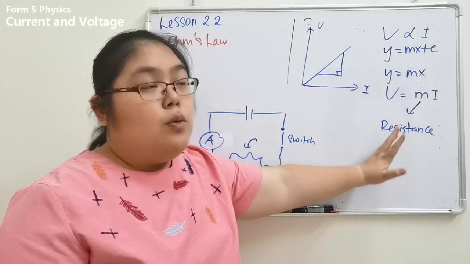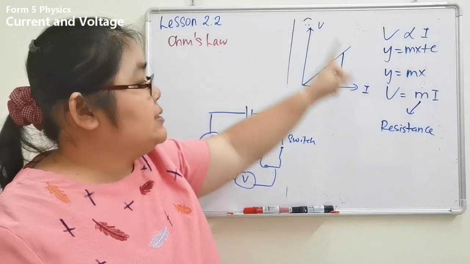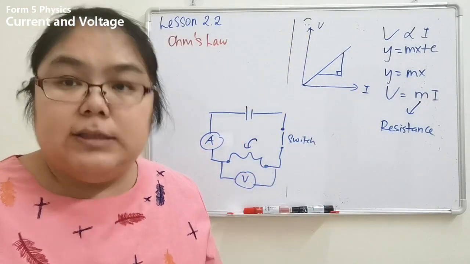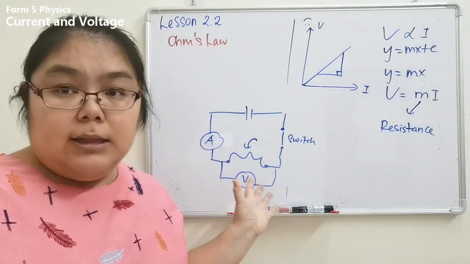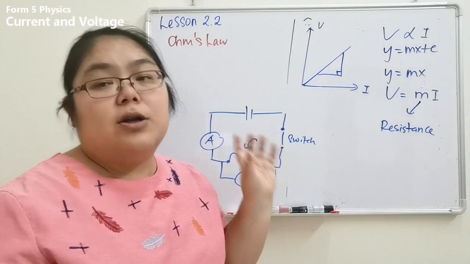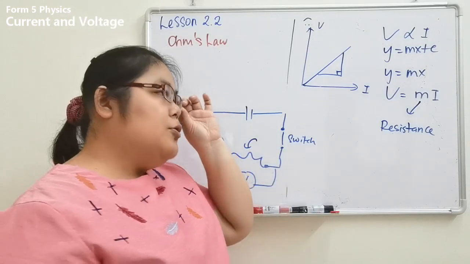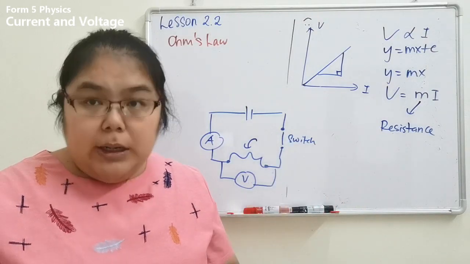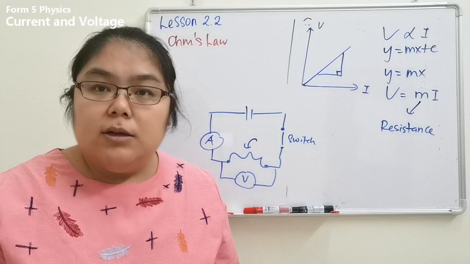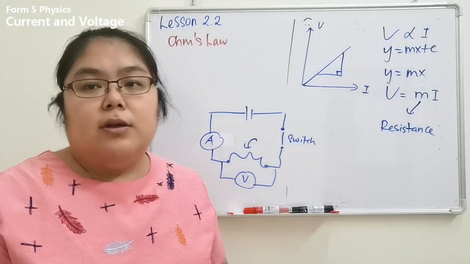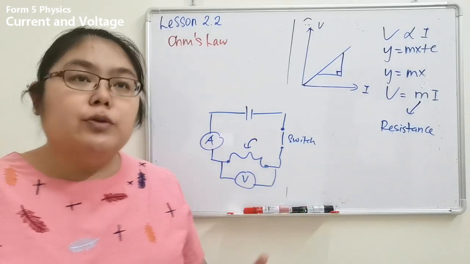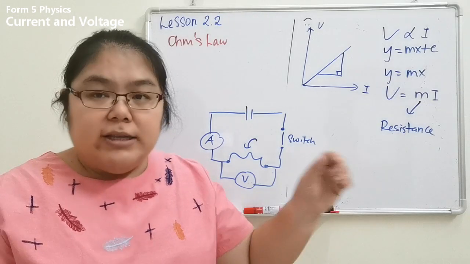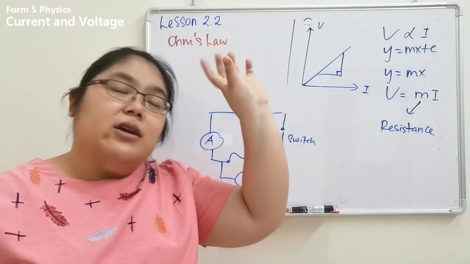Okay, when we create Ohm's law, the gradient of the V versus I graph is the resistance. Resistance for this circuit is a constant number. For example, you buy a bulb, but the bulb has a certain resistance. The resistance is a fixed one. If you want to change it, you must buy a variable one. They have an adjustable one, to adjust the brightness of the light.